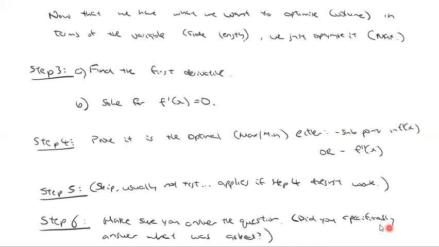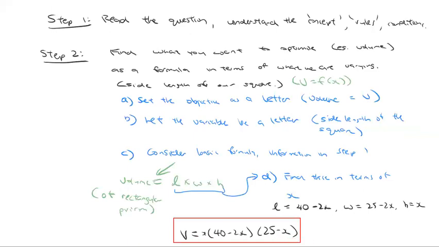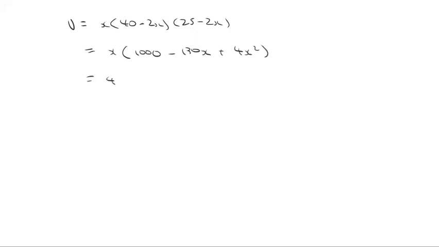Yeah, makes sense. So let's actually finish this question off. We've already got up to the point where V equals x(40 minus 2x)(25 minus 2x). For my purposes, I'll expand here. So it's going to be 1000x minus 130x squared plus 4x cubed. Does that all look okay? All right, so that's our V. Then your V dash is just going to be the derivative. Does that look okay?